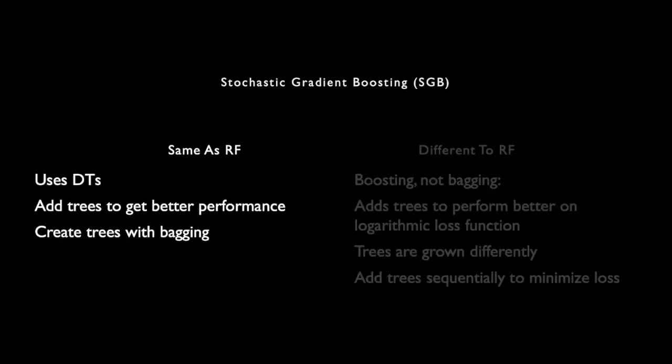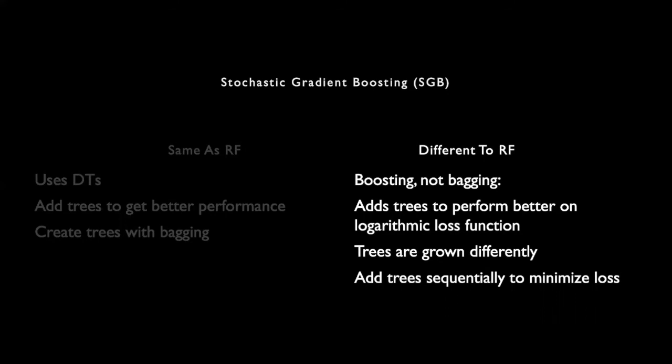The next algorithm we use is stochastic gradient boosting. SGB is same as random forest in that it uses decision trees, adds trees to get better performance, and creates trees with bagging. SGB is different than random forest in that it uses boosting and not bagging. It adds trees to perform better on algorithmic loss function. Trees are grown differently, and trees are added sequentially to minimize loss.